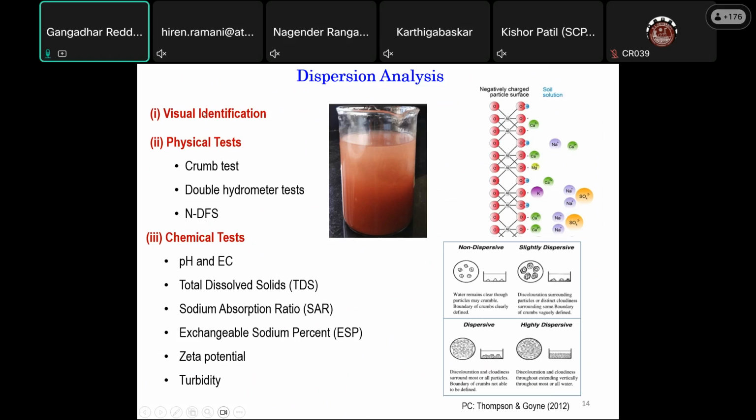I made three different classifications. One is visual identification under physical testing. Then there is the crumb test, and I will show those results as well. Then the double hydrometer. The first one is a qualitative test, but the second and third are quantitative tests to measure the ratio of dispersion and how to classify it better. That way we can understand the percentage of dispersion and choose which additives would be better to stabilize this kind of industrial waste material.